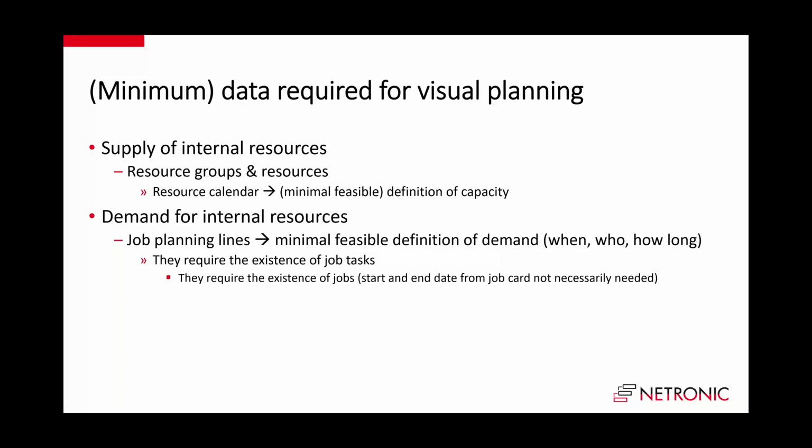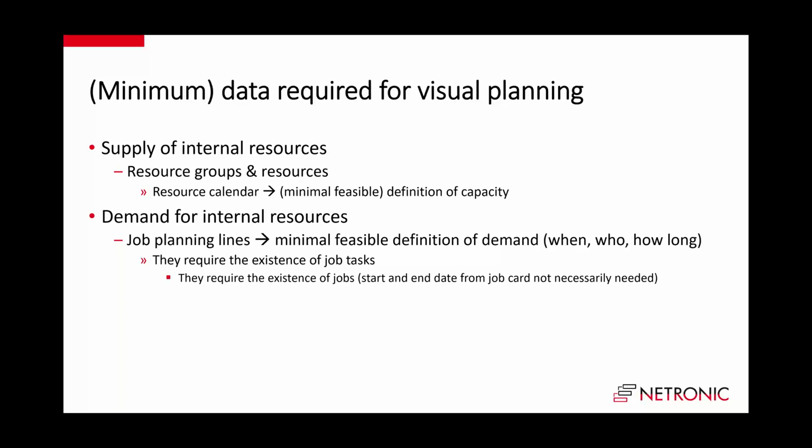Then when it comes to the project planning side of things, the minimum information that we would need is the job planning line. Because with the job planning line, you define when you demand a resource, which resource you demand, and how long you demand it. So when describing the demand for the internal resources, you always have the question: when would I need this, whom would I need, and how long will it take? And all of this is handled within Business Central with the job planning line.